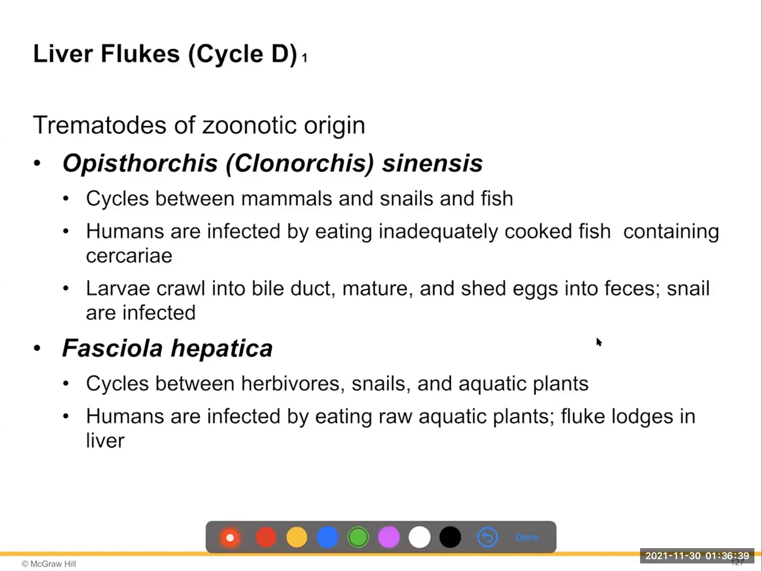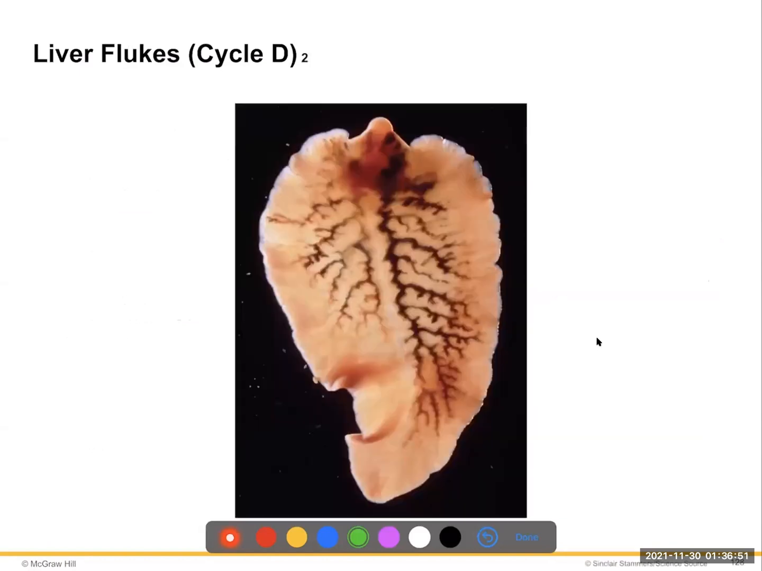Fasciola hepatica cycles between herbivores, snails, and aquatic plants. Humans are affected by eating raw aquatic plants. The fluke lodges in the liver from those. This is the liver. You can see the infected parts of the liver here.